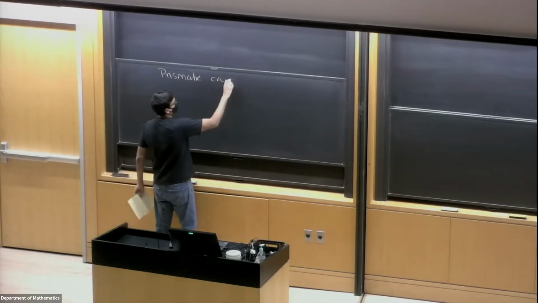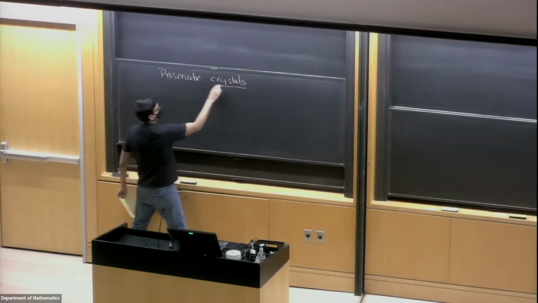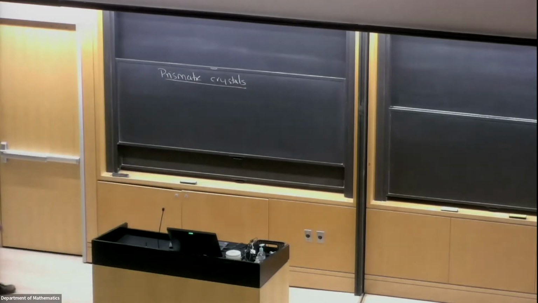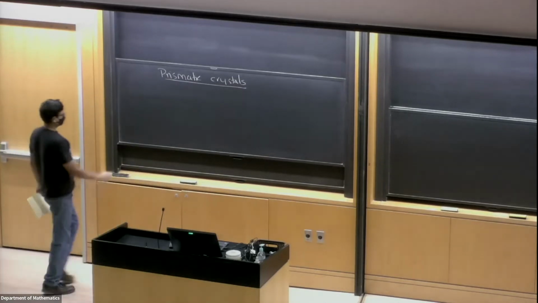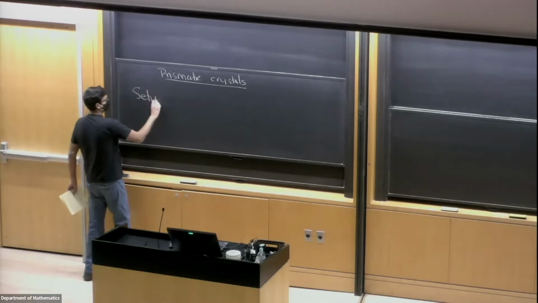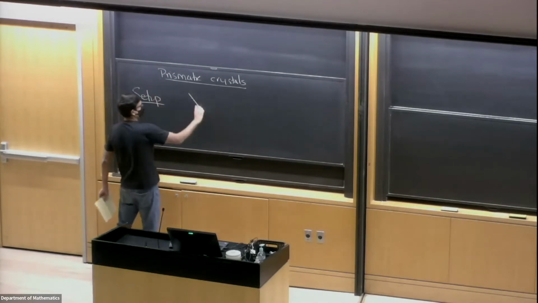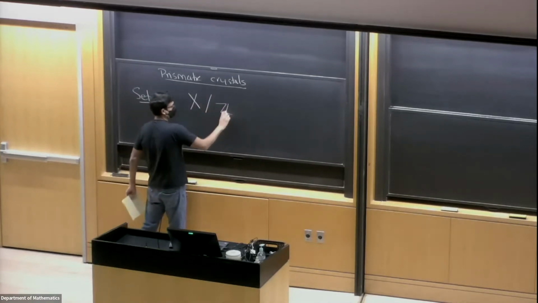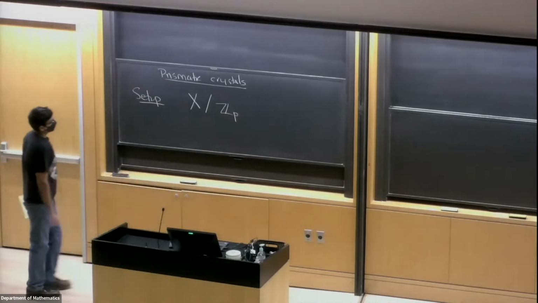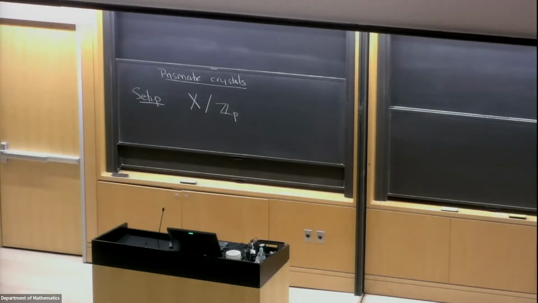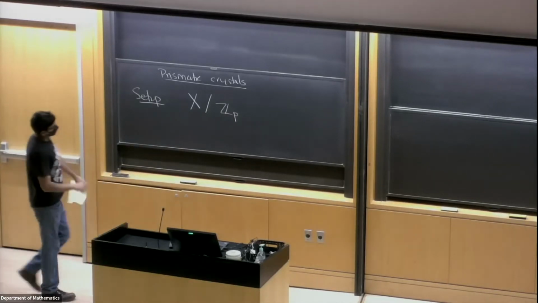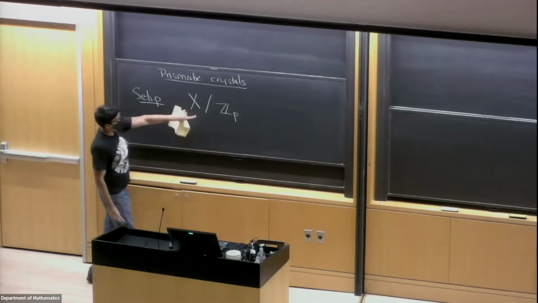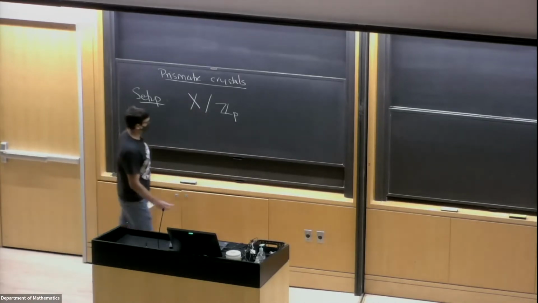So before I get into what that is, let's just set some notation up. It's going to be similar to last time, where I have fixed my prime p once and for all. I have the ring of p-adic integers, and then I have something nice over it. So let's say smooth and projective.